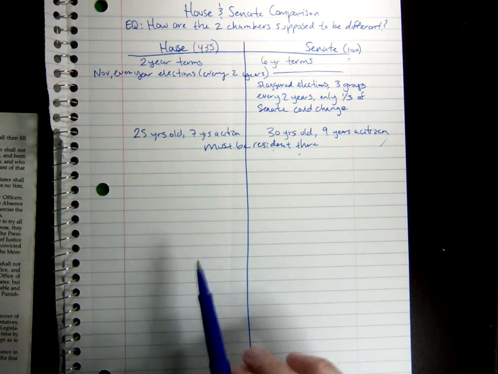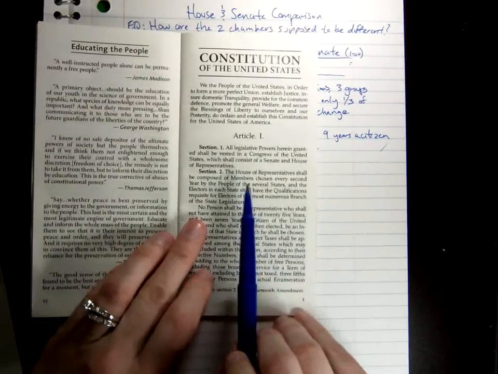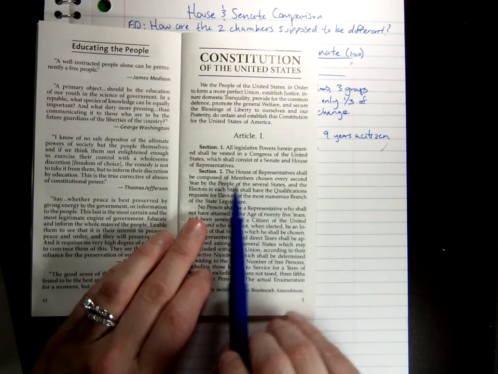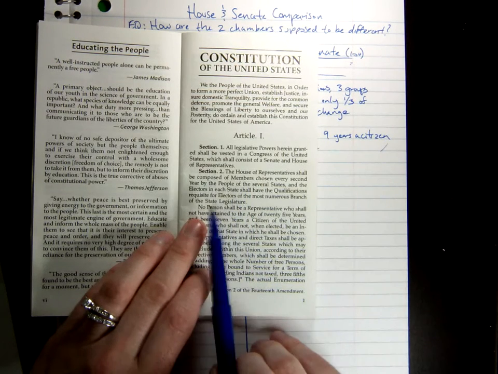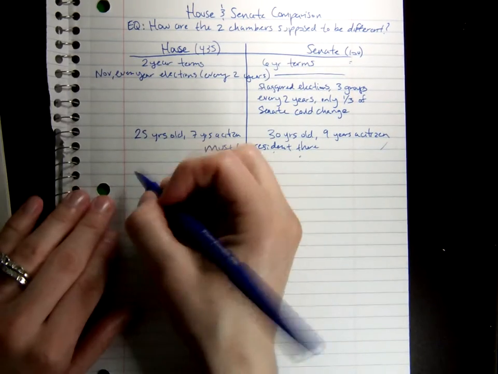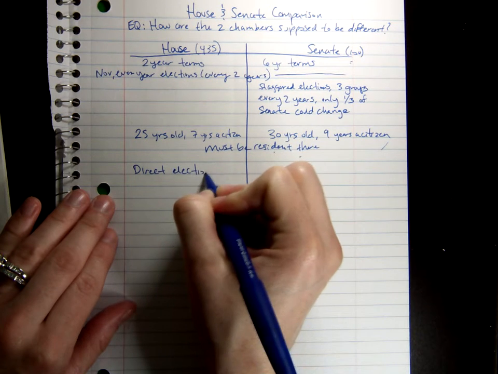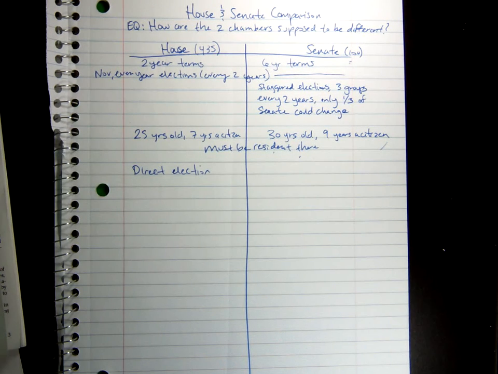Now let's go to how they're chosen. That is in the very first paragraph of each of those sections. The House of Representatives shall be composed of members chosen every 2nd year by the people of the several states. By the people. That means we have a direct election. You go vote directly for your representative.